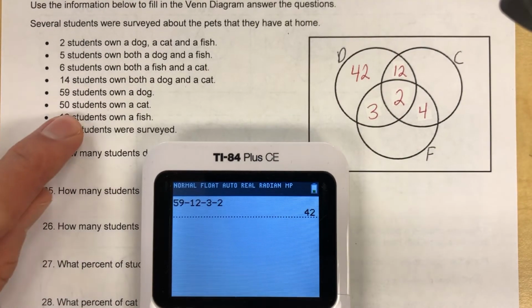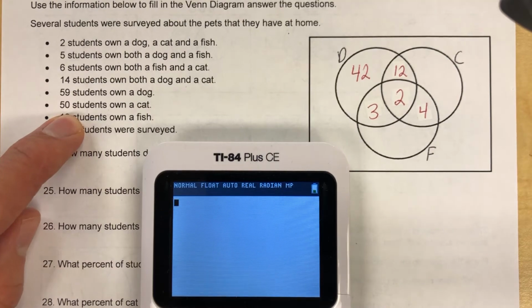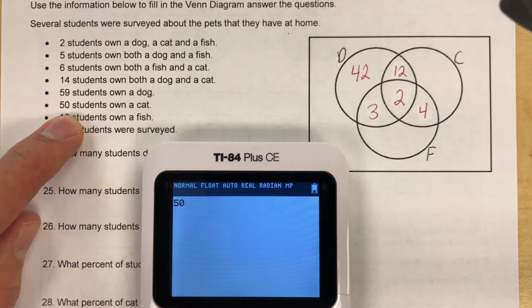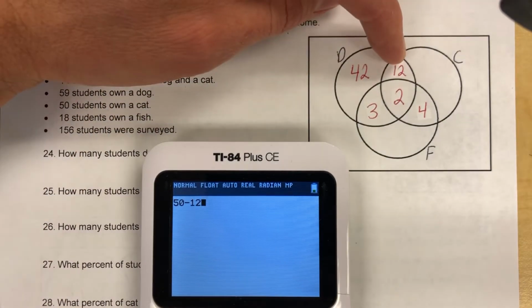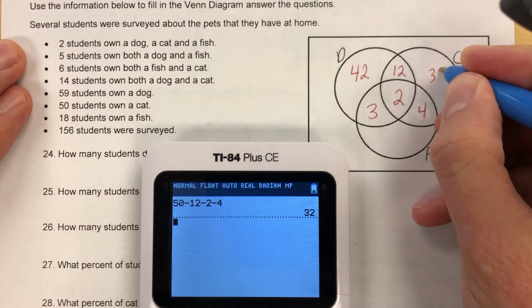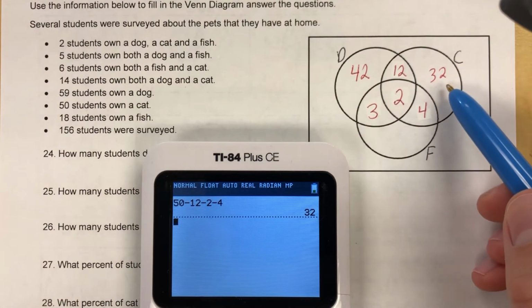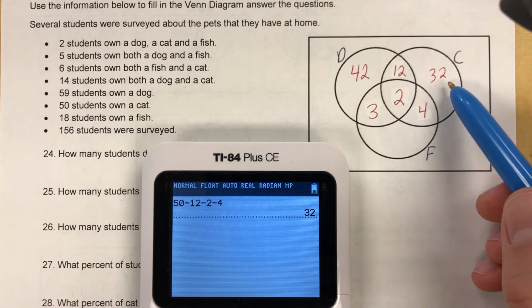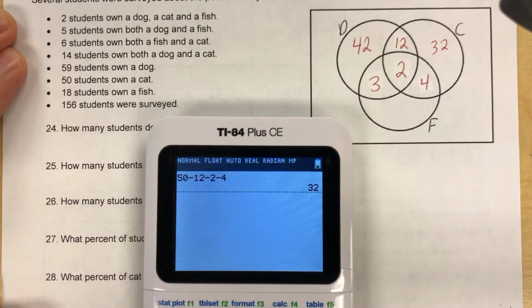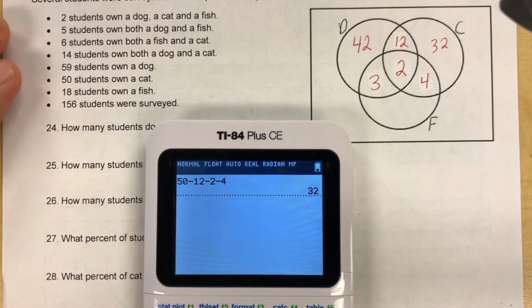Okay, let's talk about cats. 50 students own a cat. Don't put a 50 right here, because I have 50 students that own a cat, but I need to subtract away the 12 that I've already counted here, the 2 that I've counted here, and the 4 that I've counted here. There are 32 people that own exclusively a cat. Just a cat, no dog, no fish. No hummingbirds, no narwhals, no giraffes. Those are my 3 favorite animals, by the way.